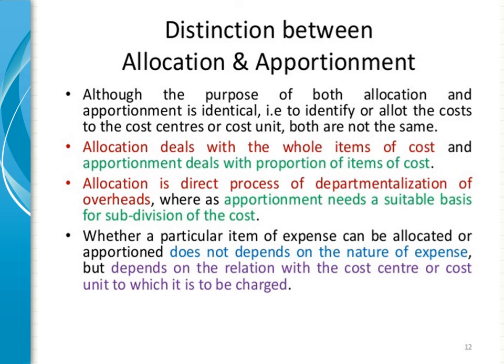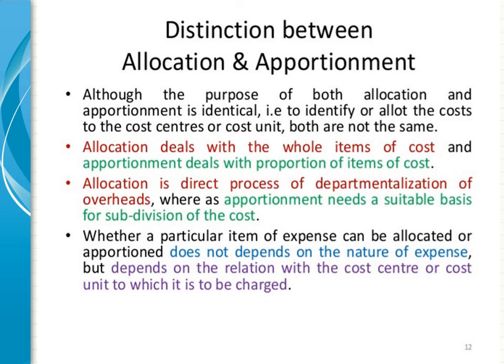Then allocation is the direct process. Apportionment is an indirect process. We can say overheads cannot be allocated directly to the products, but it is possible to charge the expenses indirectly through apportionment and absorb the cost in the final products. Apportionment needs a suitable basis for some subdivision of the cost. Whether a particular item of expense can be allocated or apportioned does not depend on the nature of the expense, but depends on the relation with the cost center or cost unit to which it is to be charged.